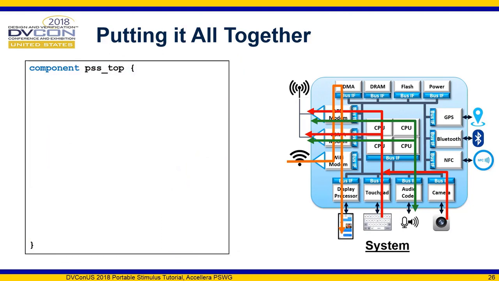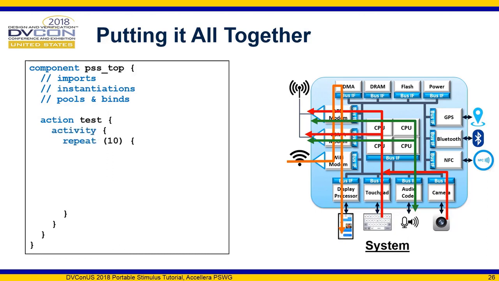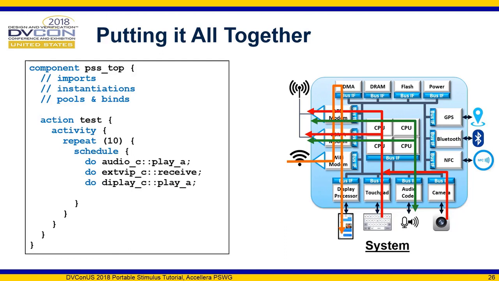So at the top level, the point over here is how easy it is to integrate these scenarios together once you have them. We've got to do our imports to bring in the right packages, our instantiation of all the components, and our pools and our binds to connect up everything the way our design says it should be. But then at the very top level, maybe our activity is, for 10 iterations, schedule playing something on the audio codec, receiving something on either one of the 2 modem VIPs, playing something on the video codec for the video or Wi-Fi, and a message, right?